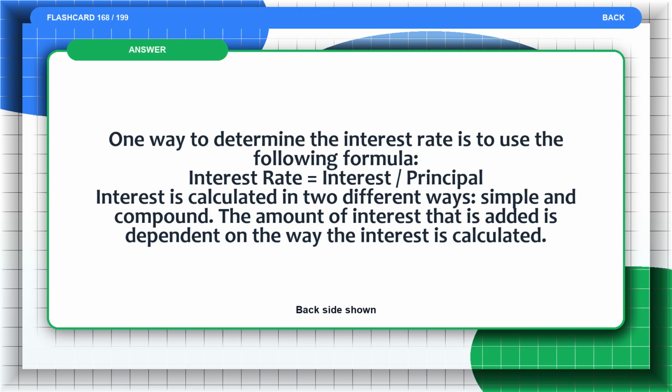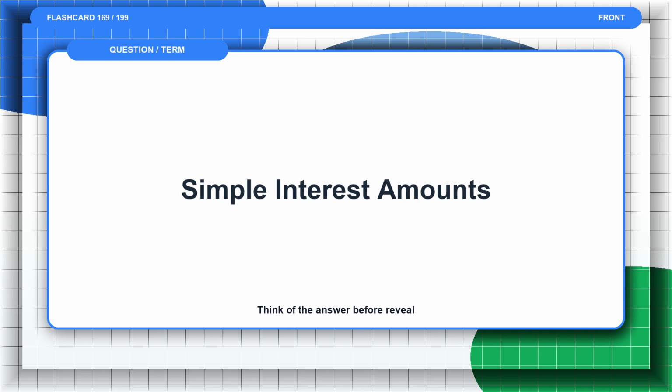The answer is, one way to determine the interest rate is to use the following formula. Interest rate equals interest divided by principal. Interest is calculated in two different ways, simple and compound. The amount of interest that is added is dependent on the way the interest is calculated. Flashcard 169. Simple interest amounts. Pause and think of the answer before the reveal.